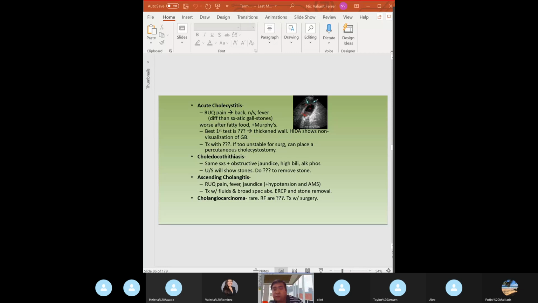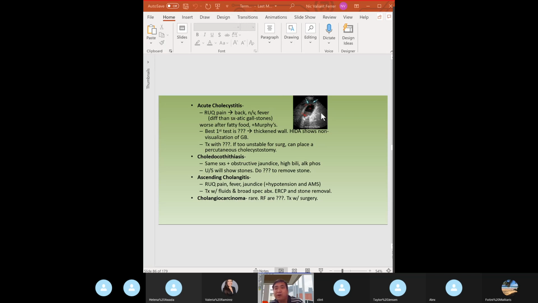All right. So the HIDA. Look at the image exactly. Someone said, Clint says, look at the image here. This is the ultrasound image, right? You can see the walls are thickened, and sometimes there's fluid around your gallbladder. The HIDA scan shows non-visualization of your gallbladder.